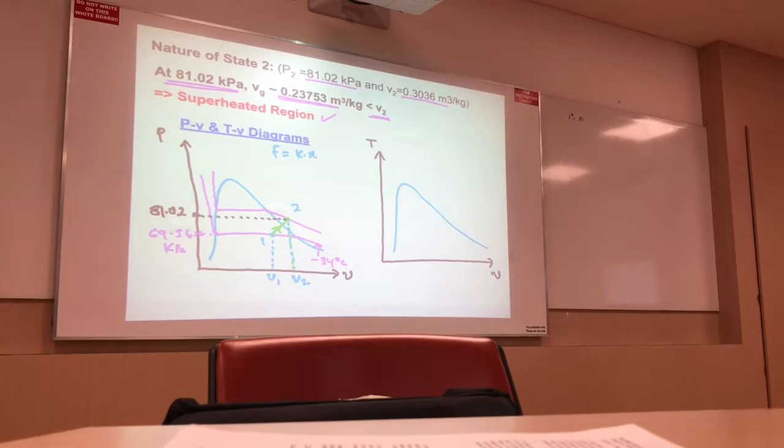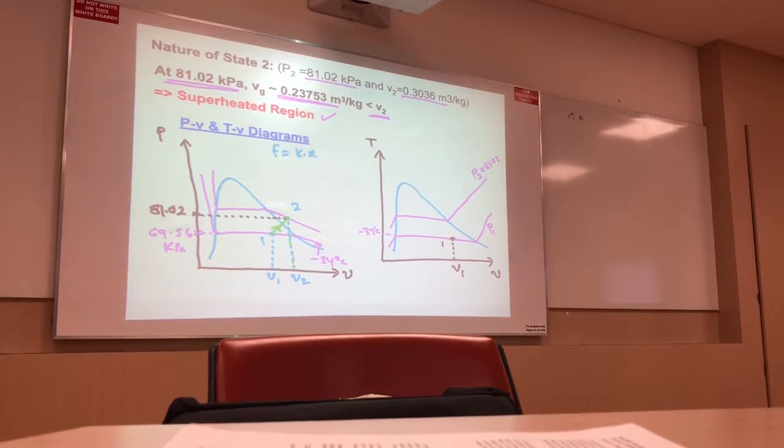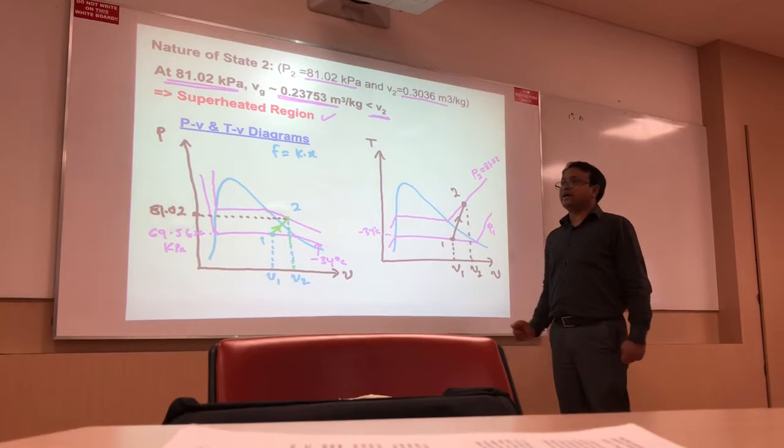Similarly, for the TV diagram, I should start with the constant pressure line. This is temperature T1, which is minus 34 degrees Celsius. And pressure P1 I know, and this is T1. The final pressure increases from P1 to P2. So this one is P2, which is 81.02 kilopascal. And P1 is 69.56, right? Then it is going this direction. Alright? This is how you can draw the PV and TV diagram.